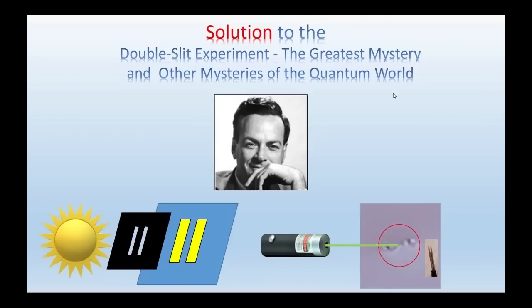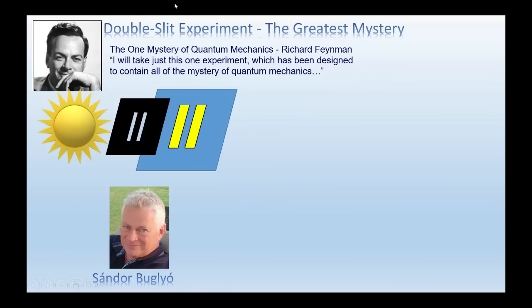First, let me introduce the double-slit experiment. You may have already heard about it. Richard Feynman, the Nobel Prize-winning physicist, said that this experiment encompasses all the truly puzzling and bizarre aspects of quantum physics. Let's see what it looks like and then explore its different versions.